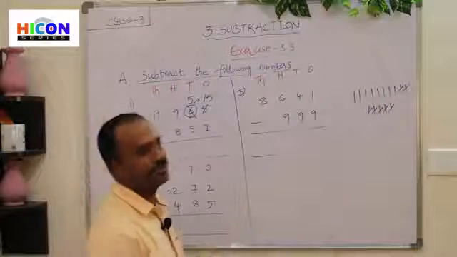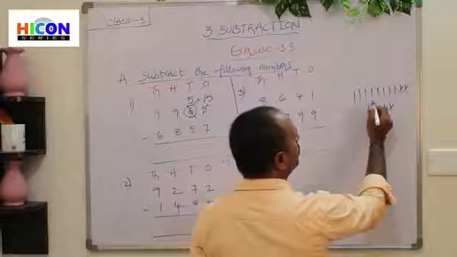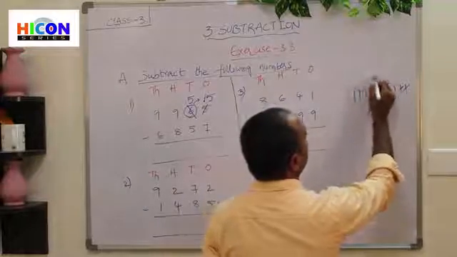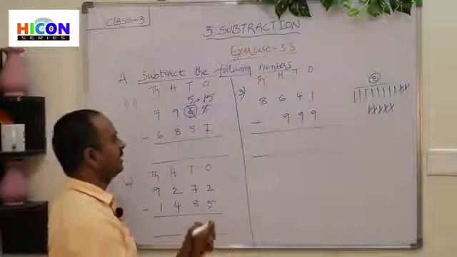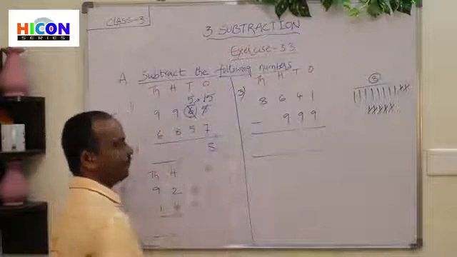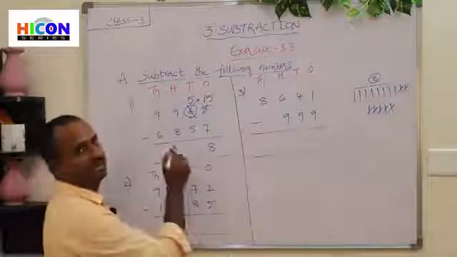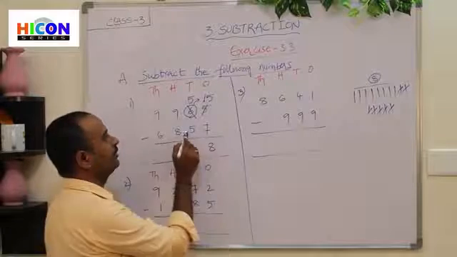Count the remaining lines. How many are there? 1, 2, 3, 4, 5, 6, 7, 8. Children, there are a total of 8 lines remaining after striking off. So write 8 under the ones place. Now go to the tens place. What are the digits present in the tens place? 5 and 5. We have to subtract 5 from 5.